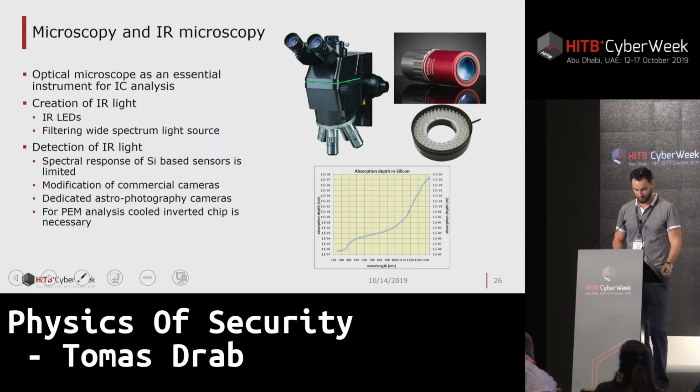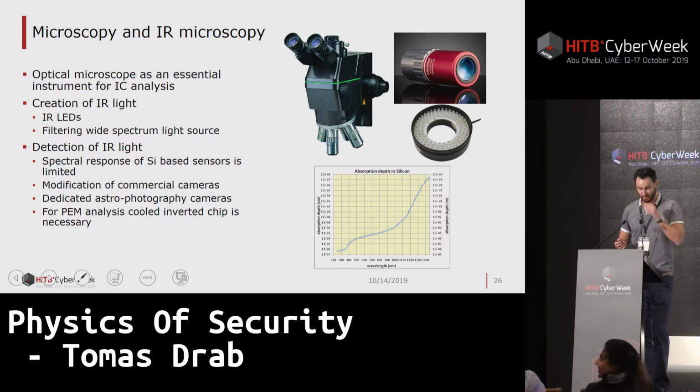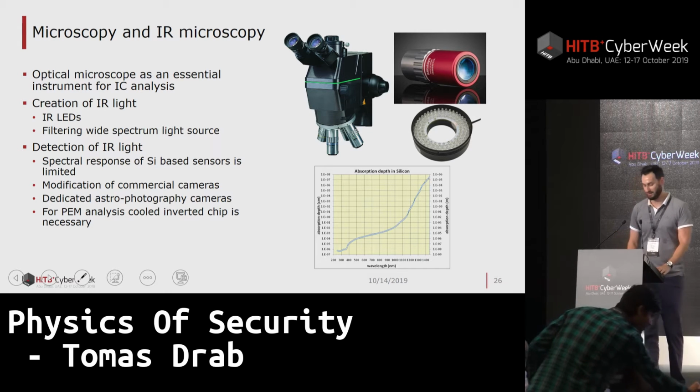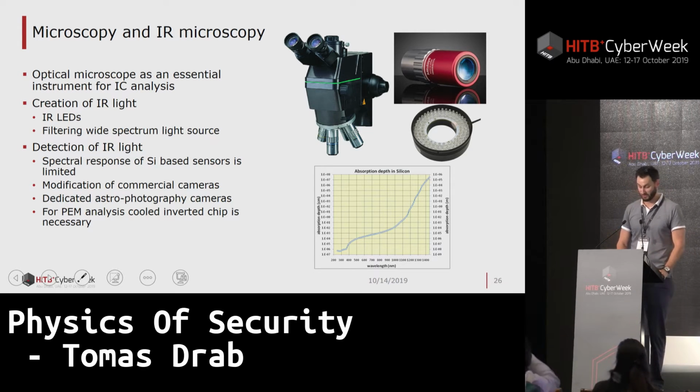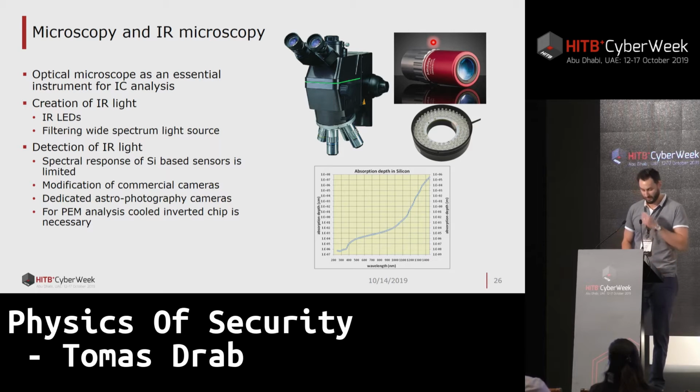Okay, I talk about infrared microscopy. Unfortunately, you will have to have the microscope. Yeah, you cannot avoid it. What you also would like to have is an infrared lens. If you find some lens on eBay, go for the red one. Usually it means infrared. It has low attenuation of infrared light in optics. And then you need to somehow create infrared light.